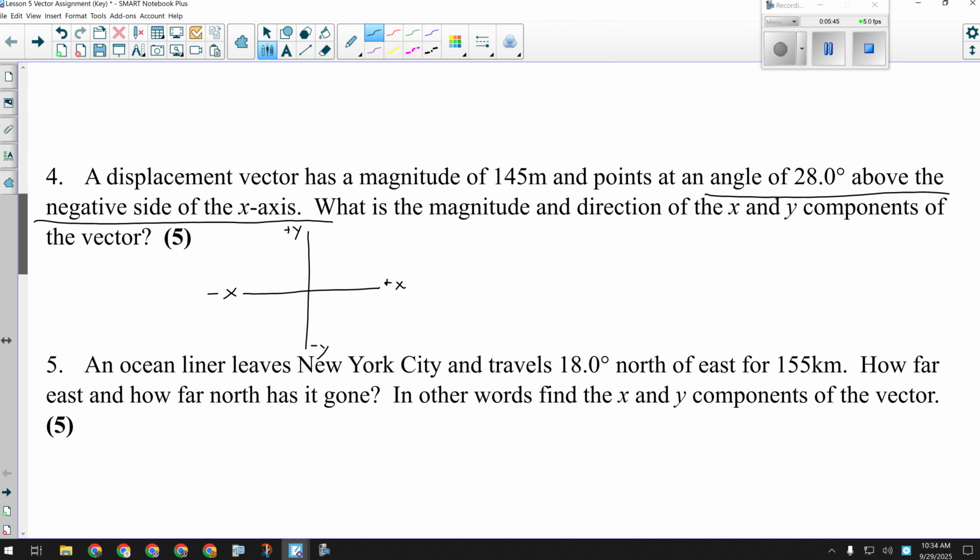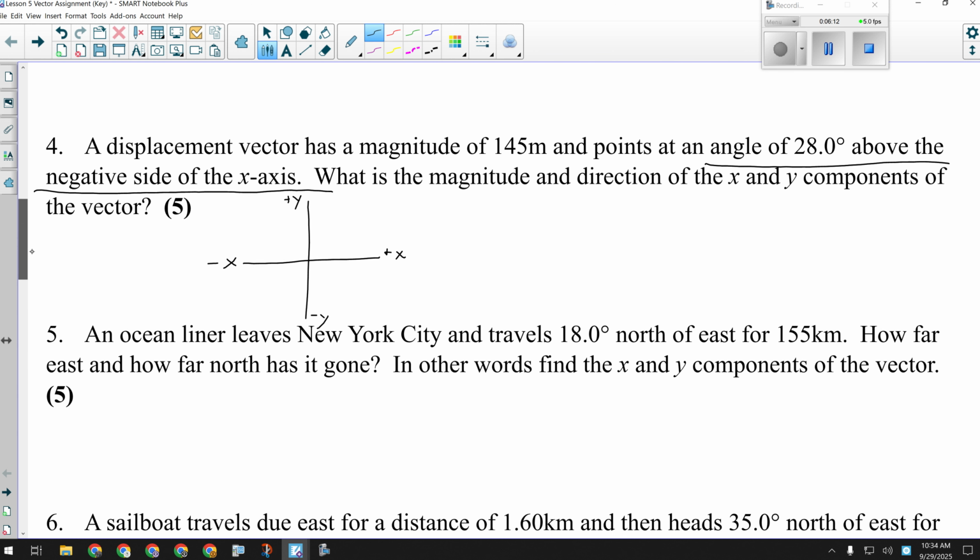When you're giving me the x and the y components, you should not give me compass directions for number 4. I'm not giving you compass directions, so you shouldn't give me compass directions. Use the directions that would be on this XY grid. And then in number 5, I do give you compass directions. Go back to doing compass directions for number 5. And you're just finding x and y for number 5.